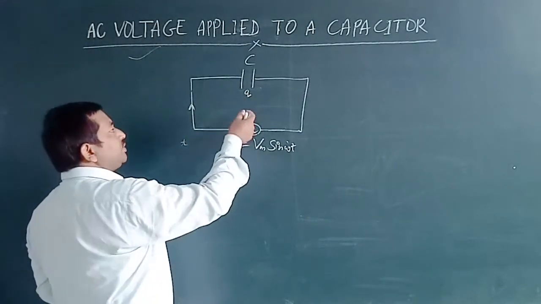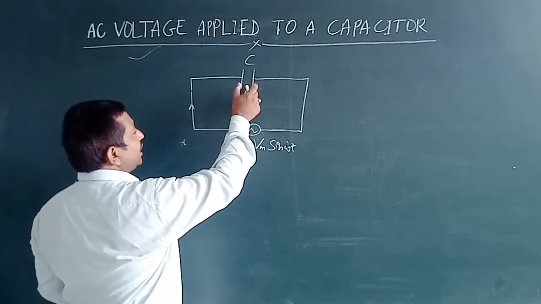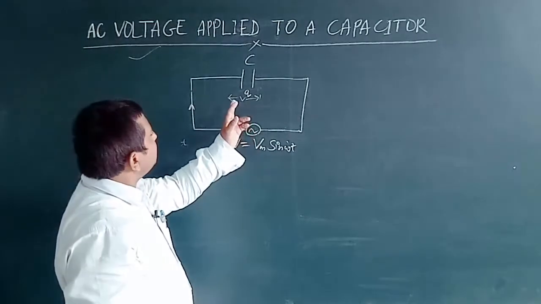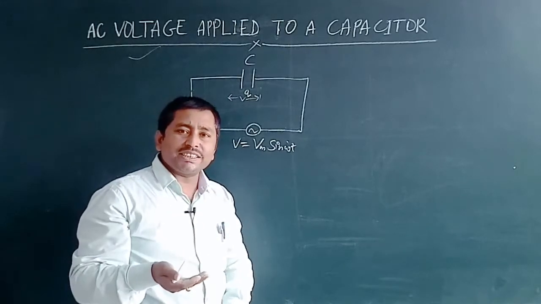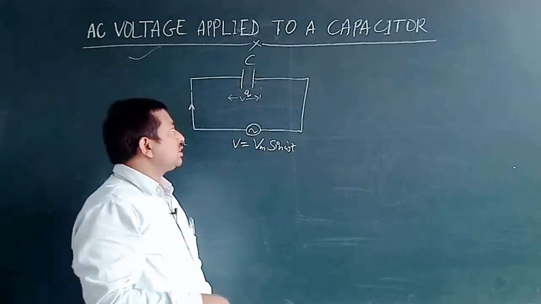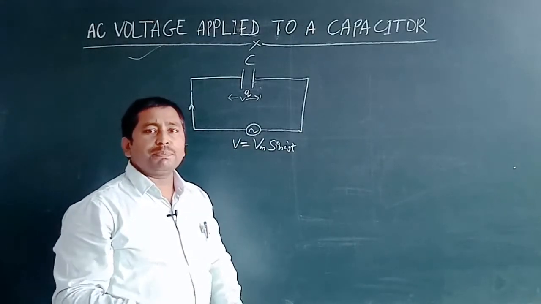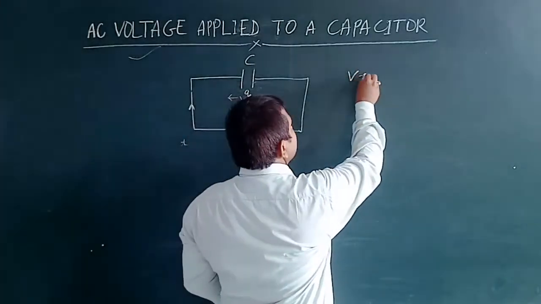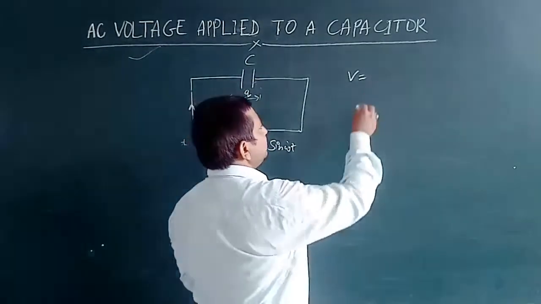Then at that time, if the charge stored in the capacitor is q, the potential across the capacitor is V, and we know that as the charge on the plates of the capacitor increases, the potential across the capacitor also increases. The potential across the capacitor is always equal to the potential supplied by the source, because they are connected in parallel. So we can write V, that is the supplied potential, is equal to the potential across the capacitor, that is Q by C.